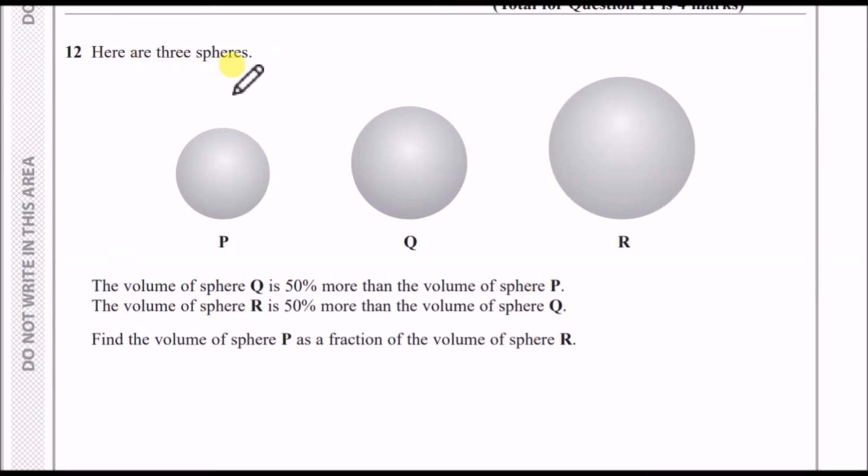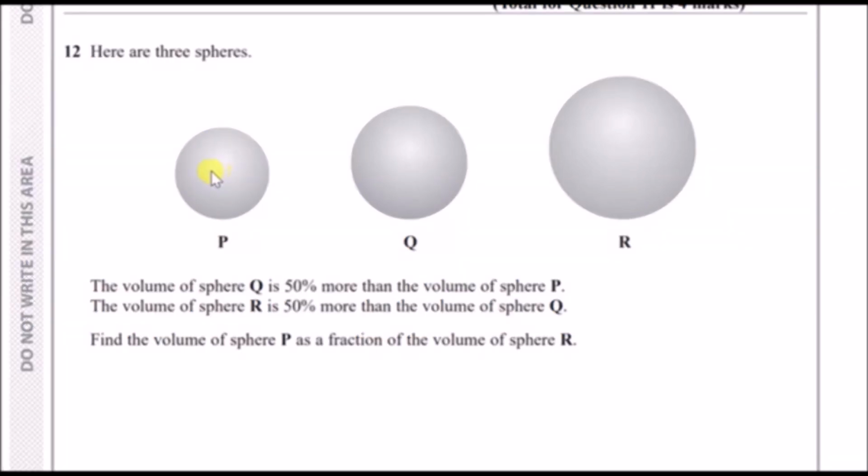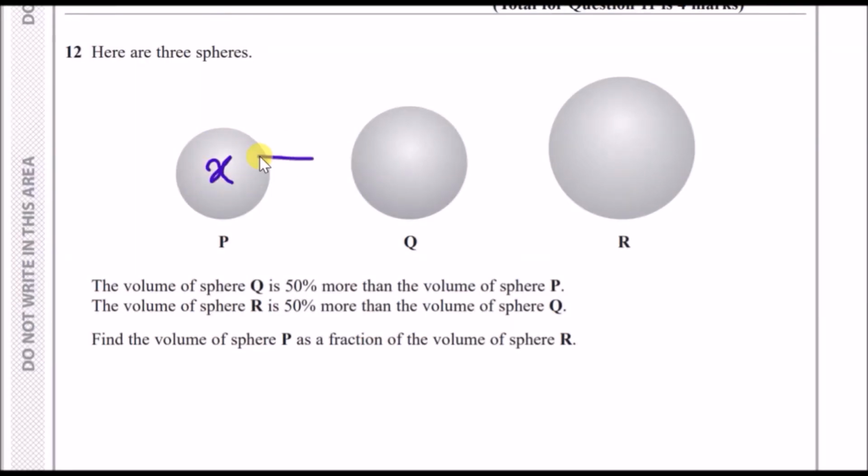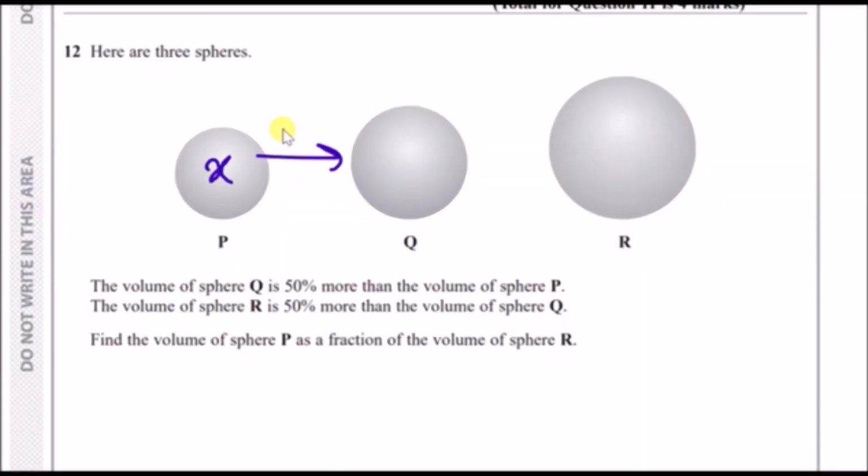So here are 3 spheres, P, Q, and R. It tells us that the volume of each sphere is 50% greater than the previous one. And then it wants us to find the volume of sphere P as a fraction of sphere R. Now, the way I'd personally do this, guys, I'd label the volume of P as X, only because we need to think about what's going on.